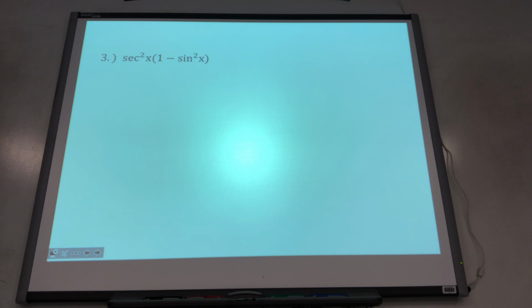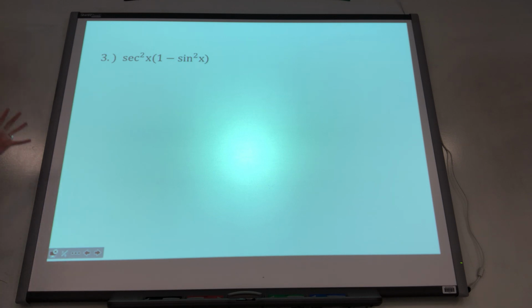All right, we're moving here. Example 3. They're all a little bit different, so make sure you watch on each one. There's a secant squared of x times 1 minus sine squared of x. Secant squared of x times 1 minus sine squared.